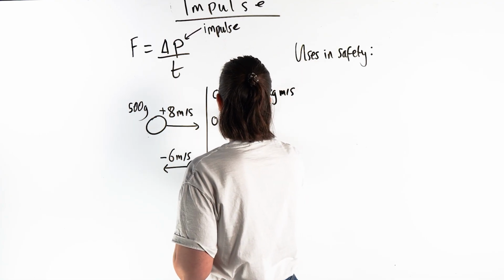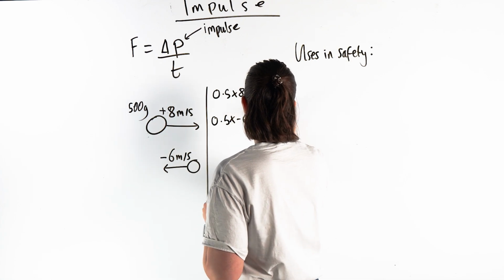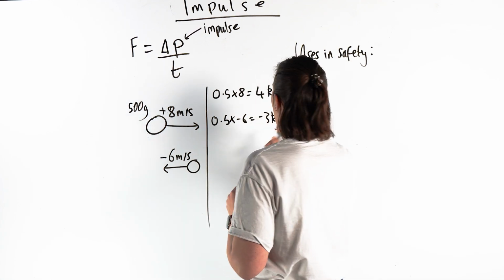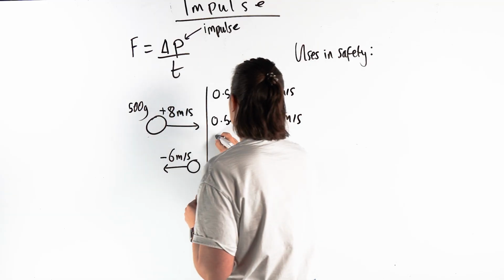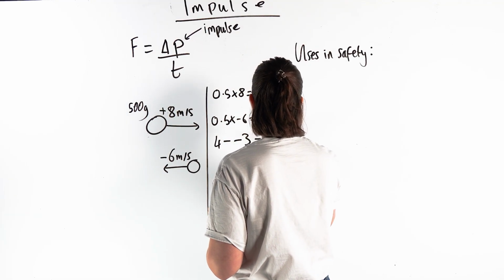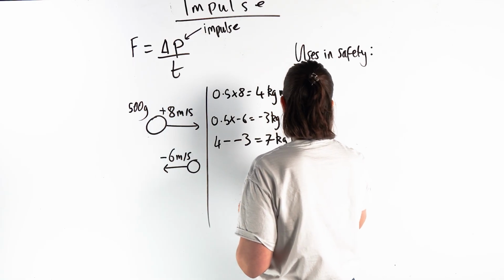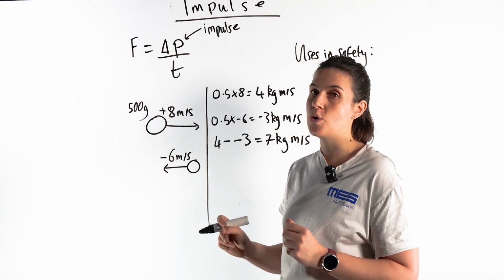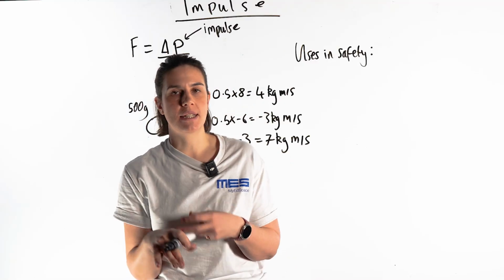0.5 times minus 6 gives me minus 3 kilogram meters per second. And then to find the change in momentum, I'm going to do 4, take away minus 3, which would give me an answer of 7 kilogram meters per second. So the impulse on this ball would be 7 kilogram meters per second.